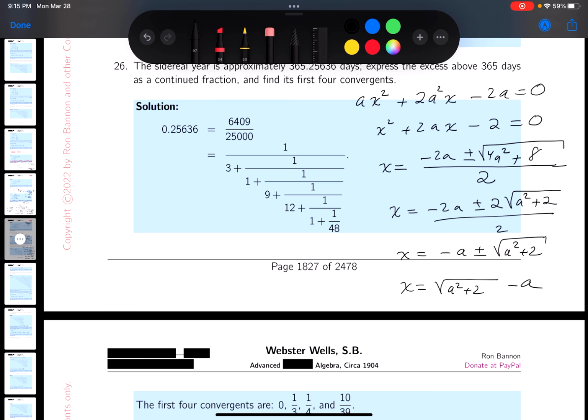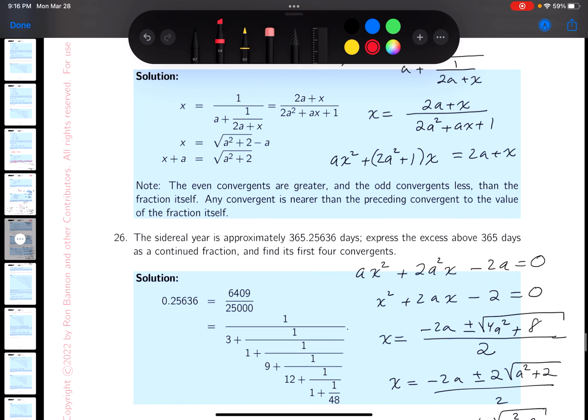And write that down. If you add a to this number here, in other words, x plus a, what are you going to get? This over here, which is the surd they wanted. Let me just get my little red pen out. A lot of work to get there.